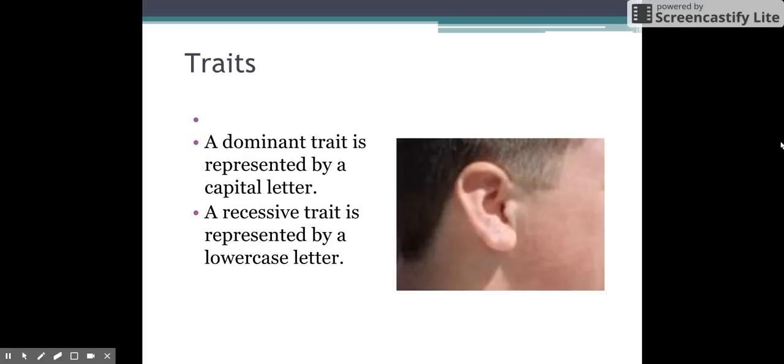For a trait, we use a capital letter to represent the dominant trait, and we use a lowercase letter to represent a recessive trait. And these capital and lowercase letters are going to help us keep track of traits a little bit easier.